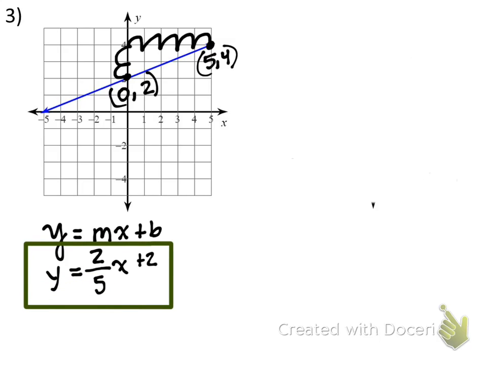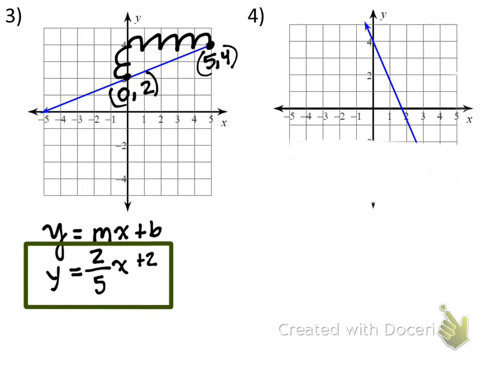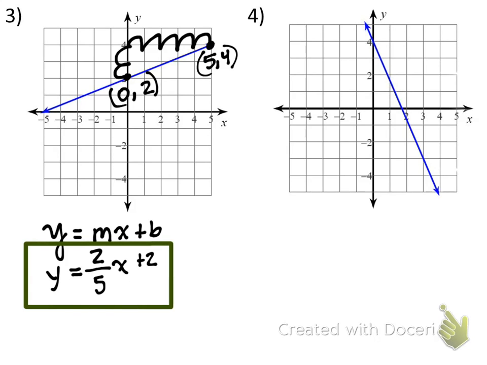Okay? Number 4. This one I'm going to have you do by yourselves all the way through. But before we do it, I'm going to ask you to tell your neighbor, is this a positive slope or a negative slope? Which one is it, negative or positive? Negative. It's a negative slope.